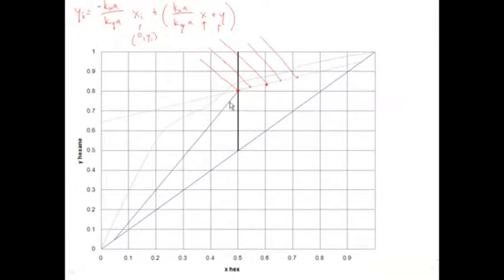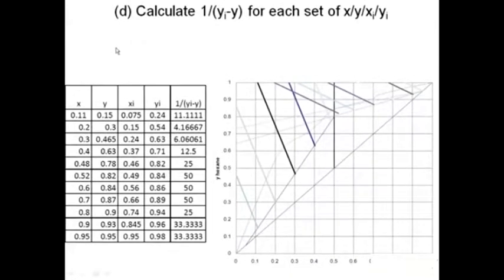And then for the bottoms, I do the same thing, and I start here, and I'll get lines that are more like this in the bottoms. And for each one of these, I find out what the intersection is with the equilibrium data, and that's my value of xi, yi. So I've done this on the next page.